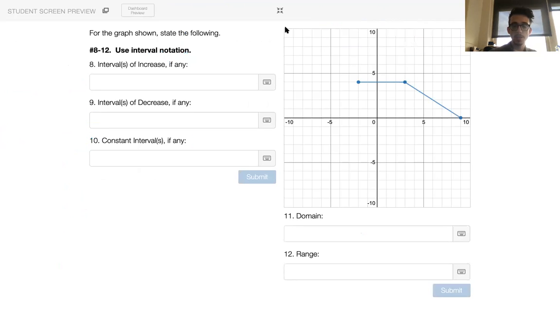The interval notation, talking domain, talking range, increasing, decreasing. I'm going to highlight where I see the increase. Well, there's none. So just leave it blank. Nothing's going up and to the right, so don't write anything. I see a decrease from here to here. So I'll talk about that notation shortly.